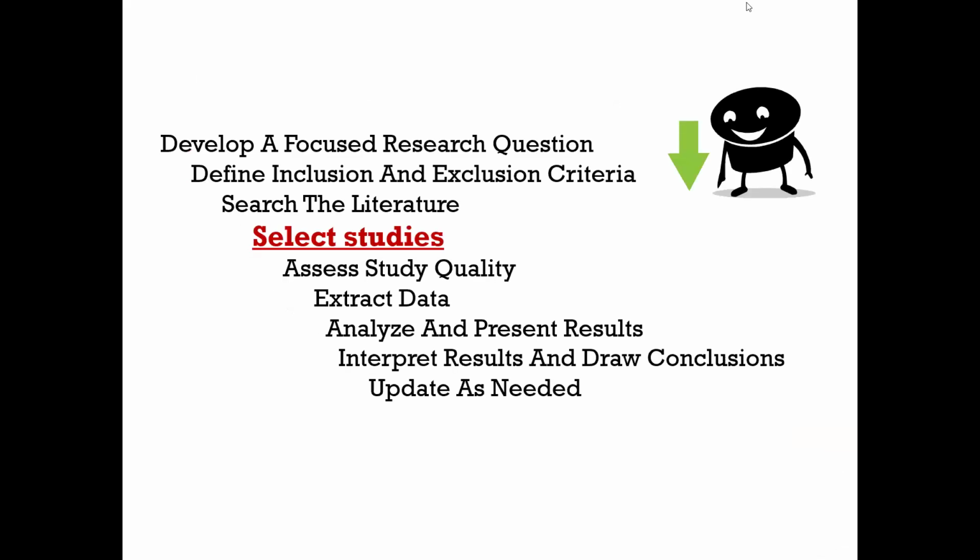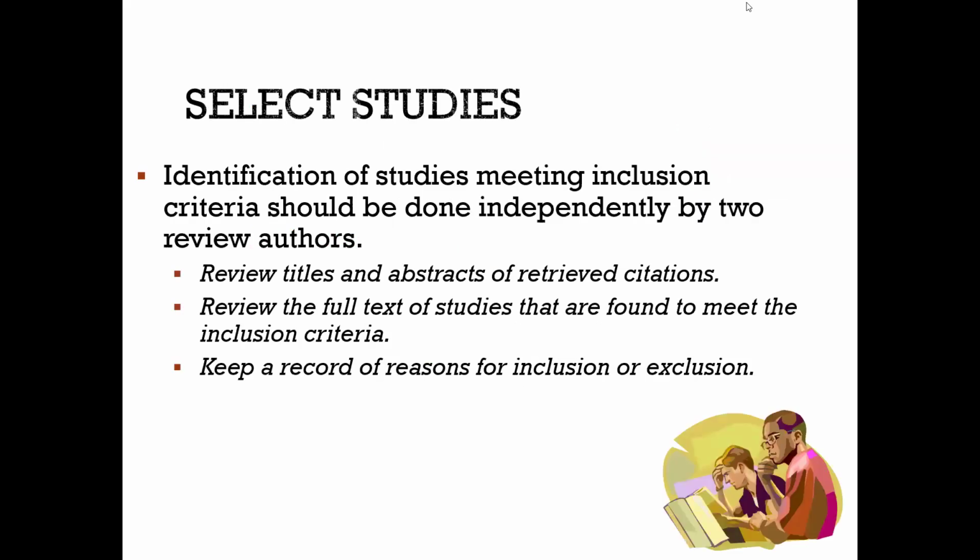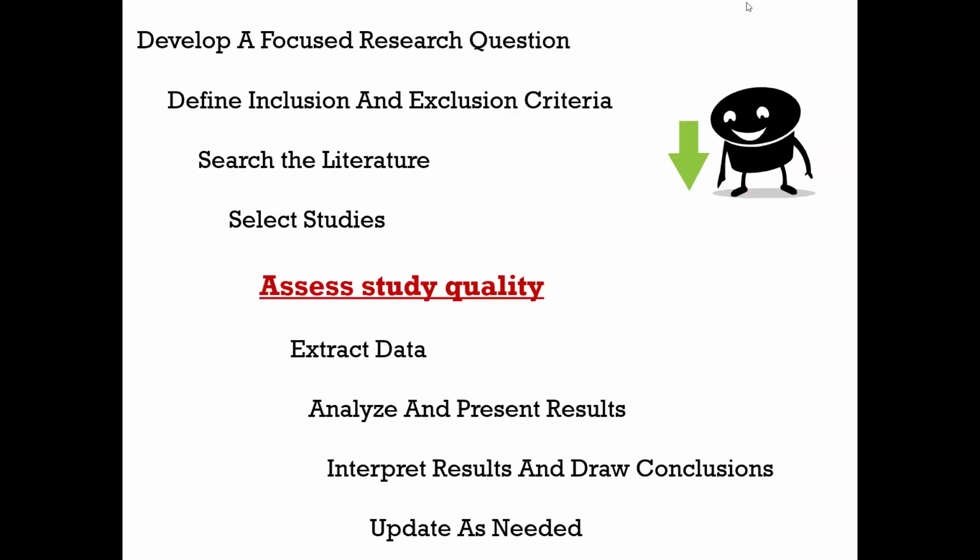Next, I hope you're clear with how to develop a research question, inclusion and exclusion, searching the literature, and selecting the studies. So once it is done, you have to select the studies. Then you have to review the titles and abstracts. Then you will understand the reasons for inclusion and exclusion. I hope I told you all these things already.